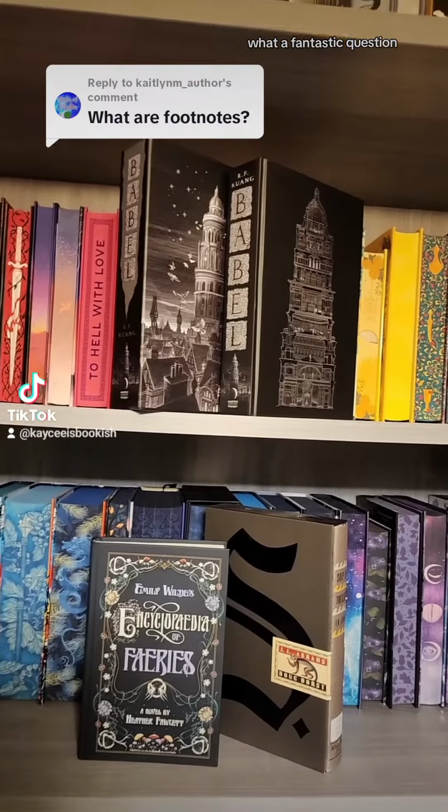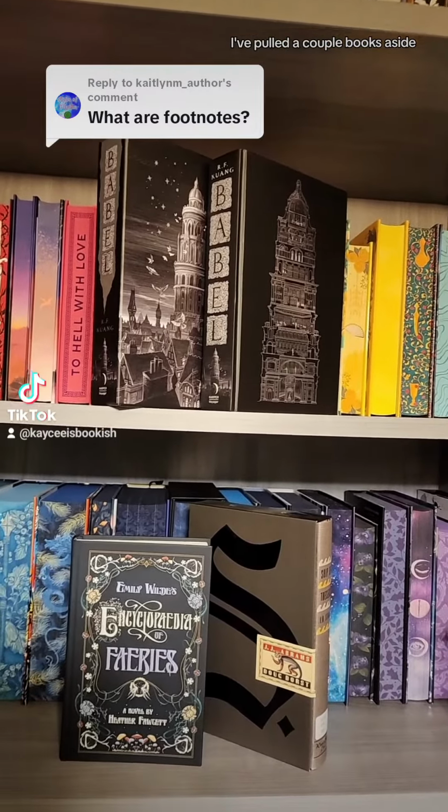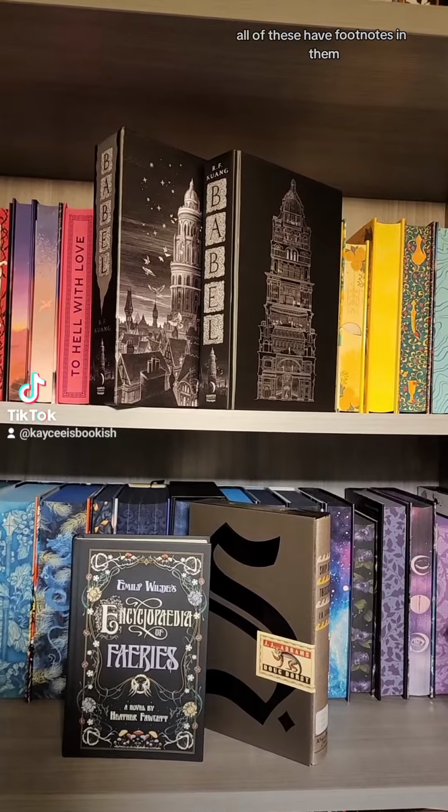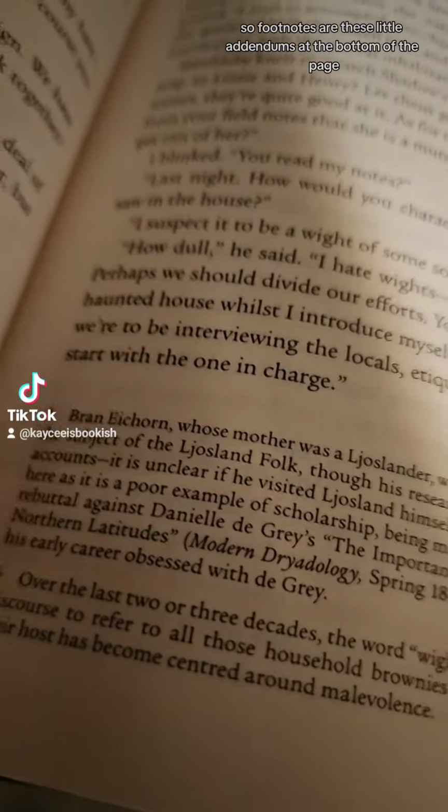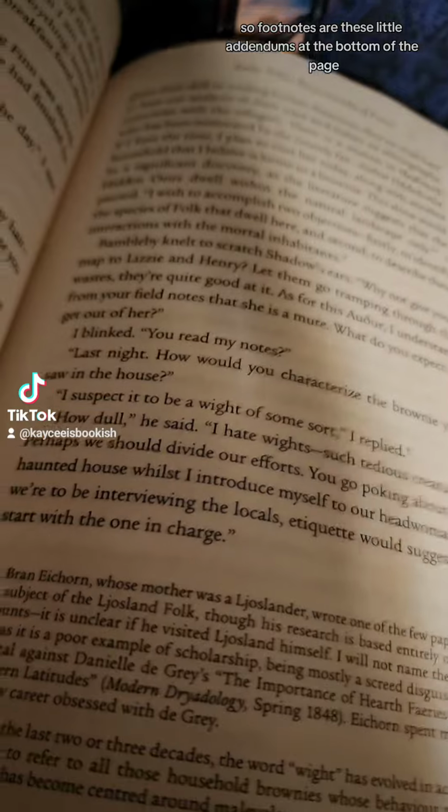What a fantastic question. Let's dive into footnotes. I've pulled a couple books aside. All of these have footnotes in them, so let's talk about it. So footnotes are these little addendums at the bottom of the page that they are referencing.